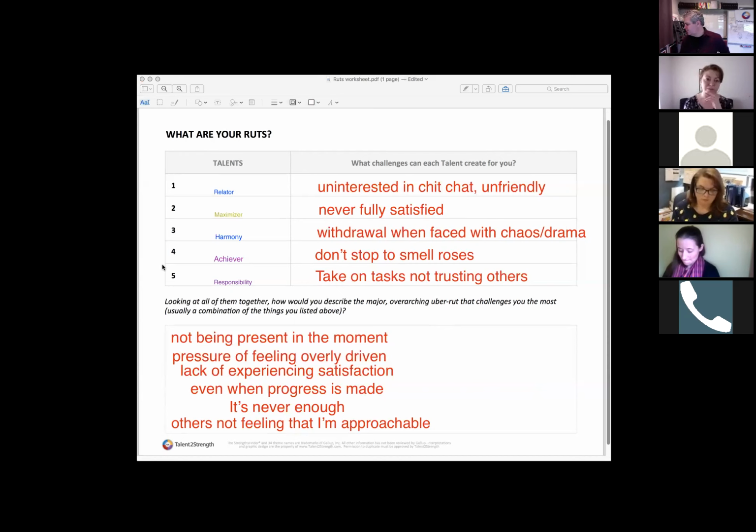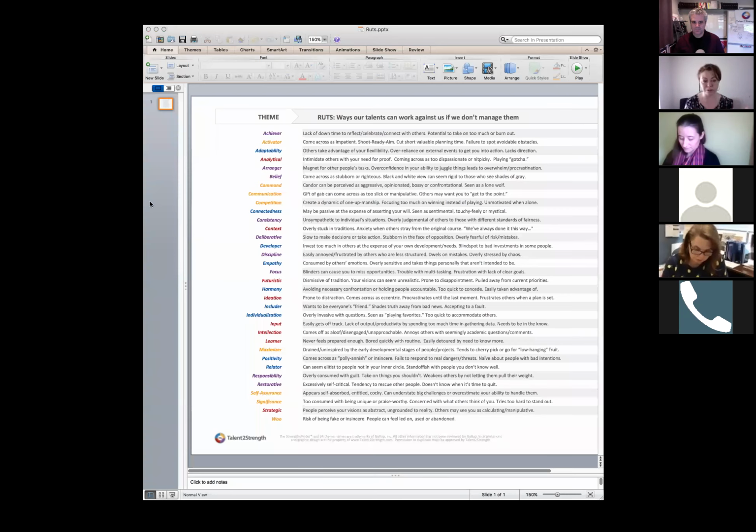Belinda, could you say what you mean by quick sheet real quick? Yes, any quick sheet that we have, and it was posted with this, we have a ruts one, we have an enablers, we have quite a few of them actually, all in the T2S resource library. It's just a one-page document with all 34 themes in a sentence or two so that you have a quick reference. It's super helpful in a workshop. It's super helpful when you're introducing this stuff to people.